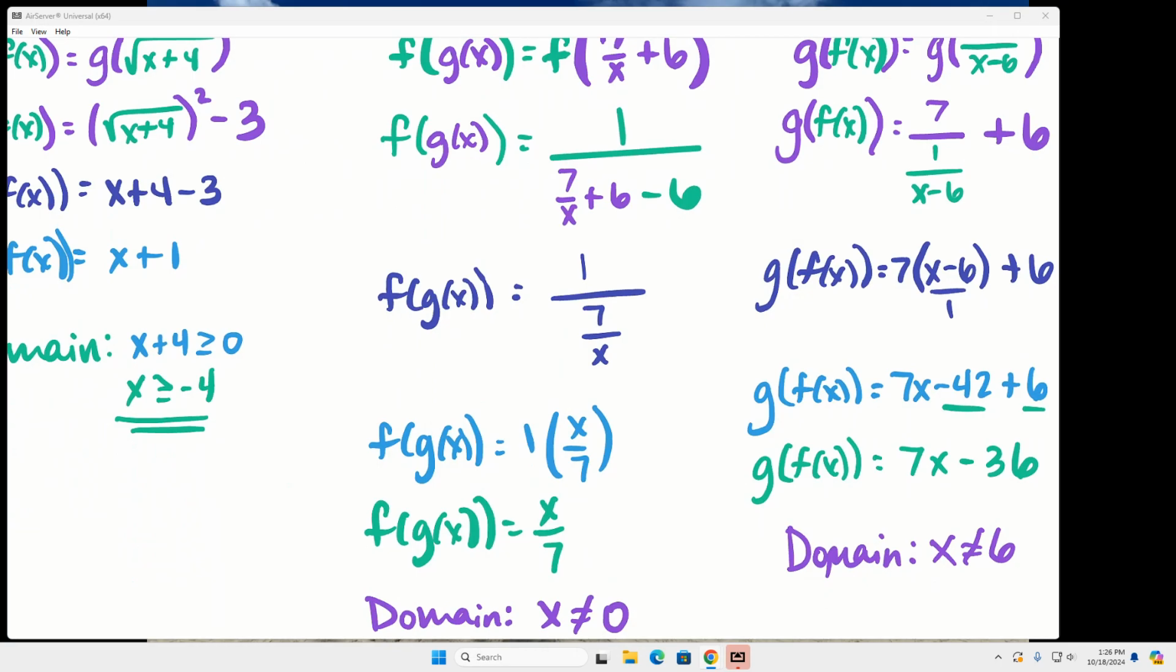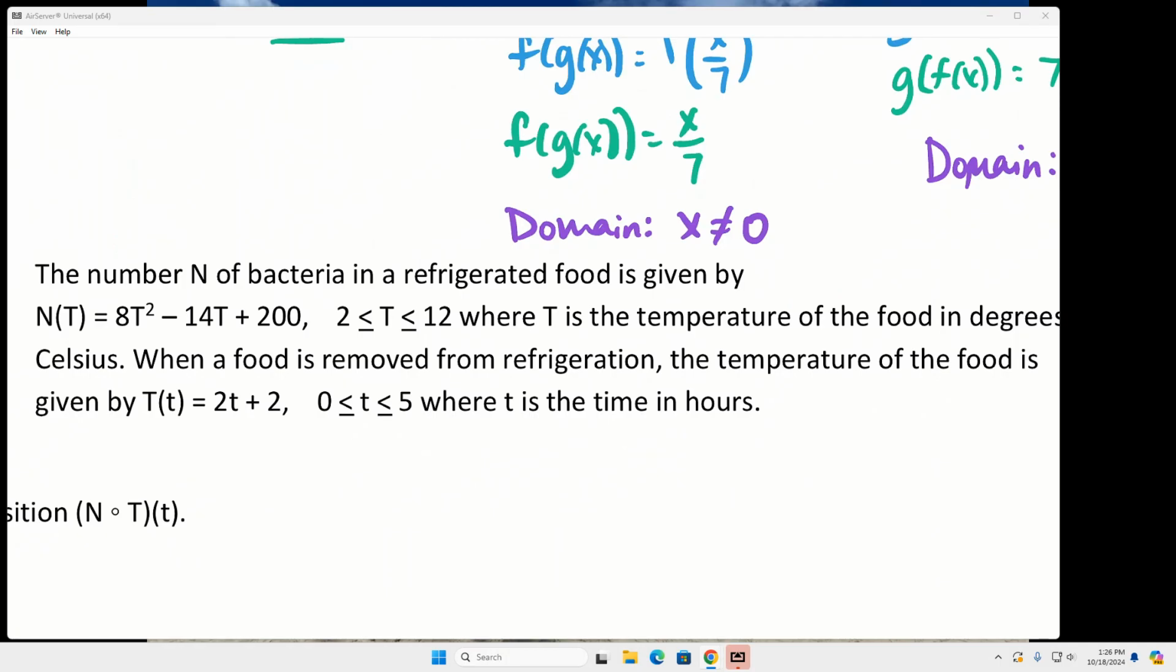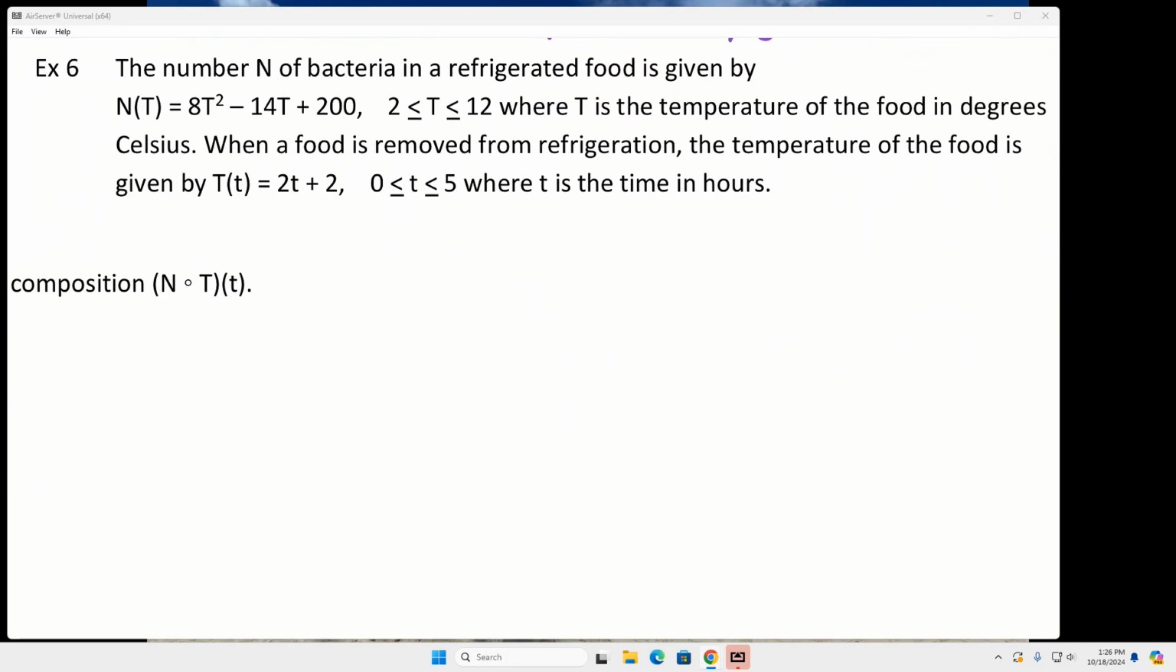Okay, this last one is kind of a doozy, and it's kind of gross. It's going to make sure you keep your food in the refrigerator. So, the number N of bacteria in a refrigerated food is given by this function, N of capital T, where capital T is between 2 and 12, and it is the temperature of the food in degrees Celsius.